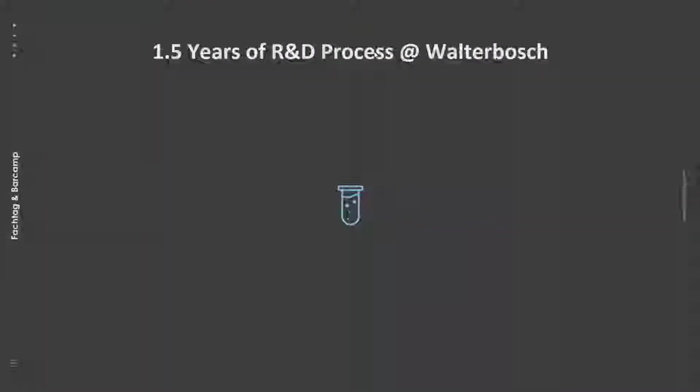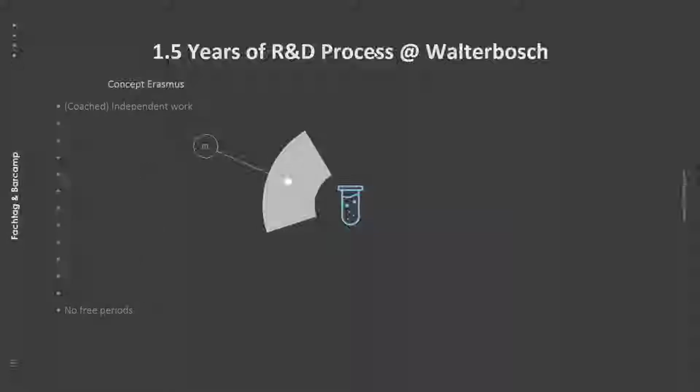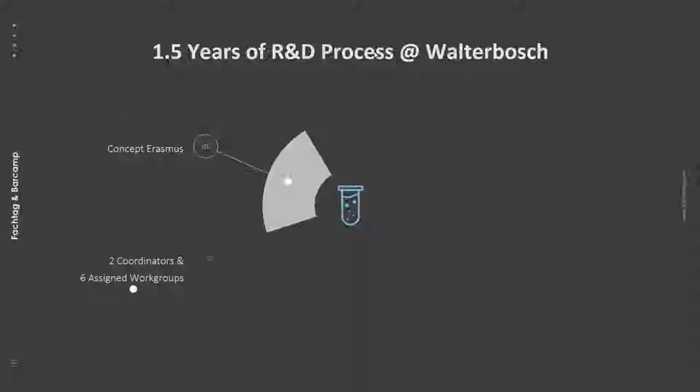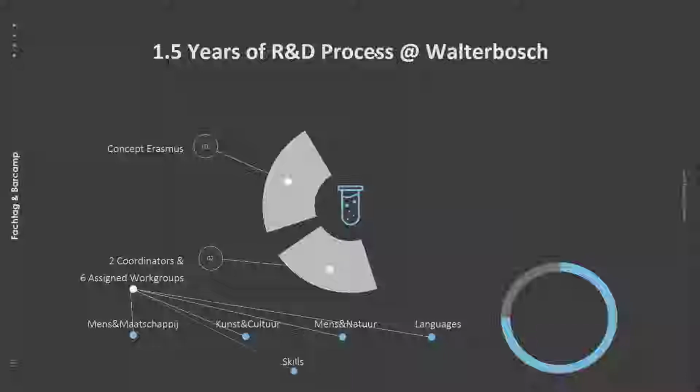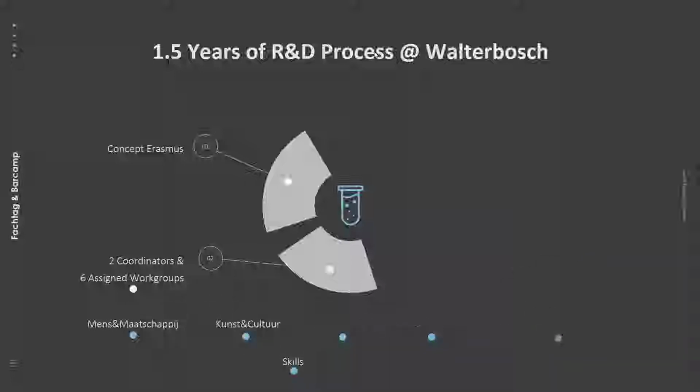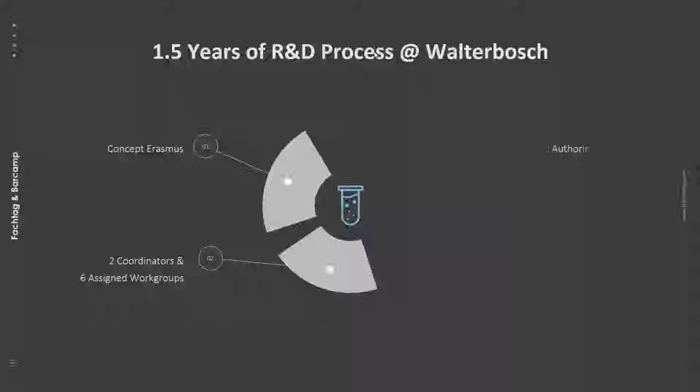So let me show you quickly what we've done in the past 1.5 years to get the whole process to start going. We started out with researching the concept of Erasmus. And this gives you a bit of a more detailed overview of what we did. So we wanted coached, independent work at the learner's chosen pace. All materials would have to be able to be done teacher independently, but also any teacher would have to be able to teach any module.